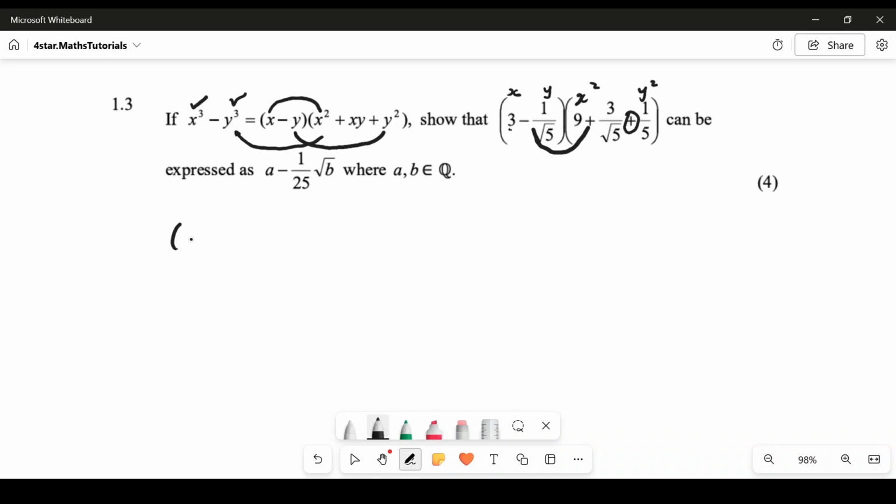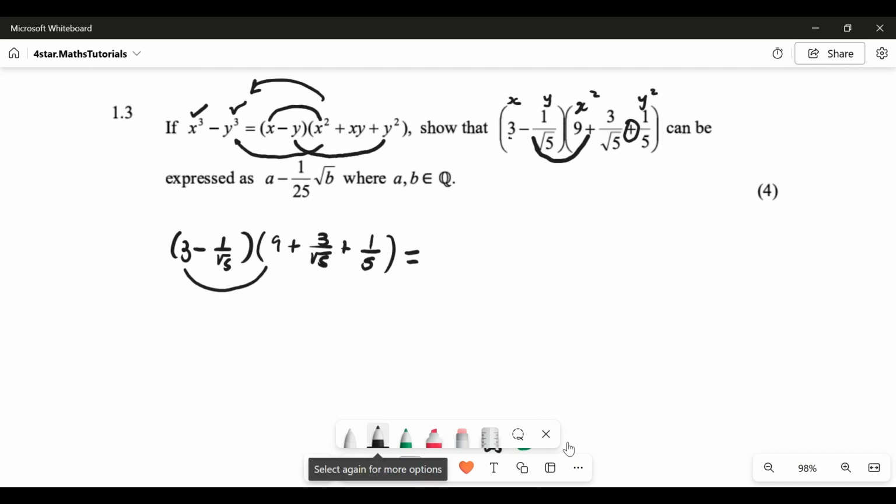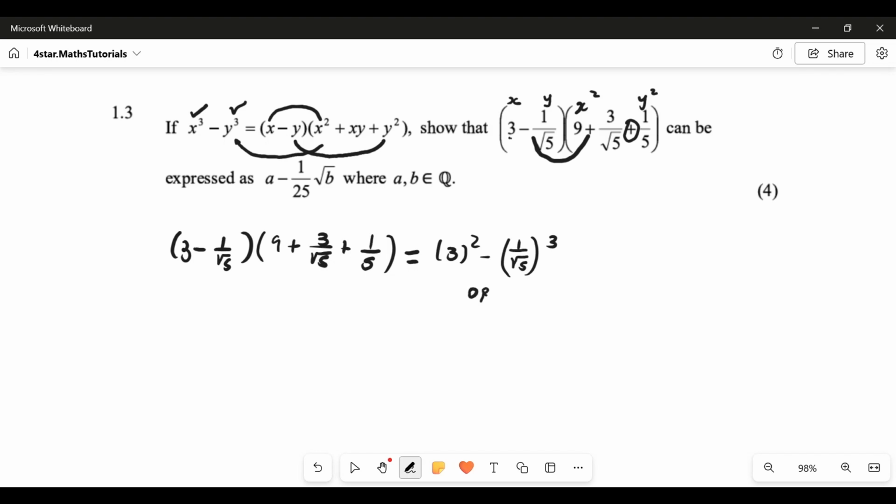Meaning the product of this is going to be, so meaning we cube our x. Here our x is 3 cubed. Then our y is 1 over root of 5, so 1 over root of 5 cubed. Or we can also do it this way.